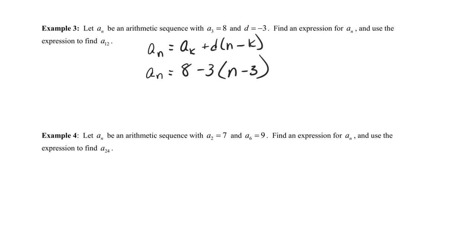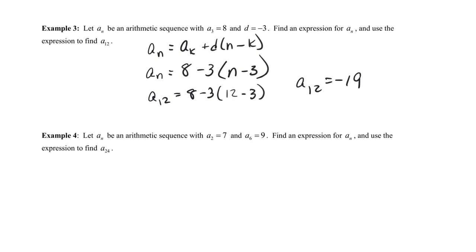And then they want me to find the expression to find the 12, right? A sub 12. So that's the n. The a sub number is the n, the number I'm looking for. So I could say a sub 12 equals 8 minus 3 times 12 minus 3, and put that in our calculator, or do some mental math if you want to, and you can know that a sub 12 is equal to -19.